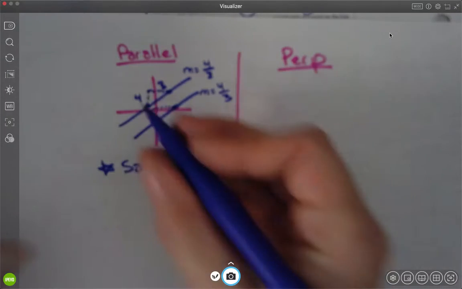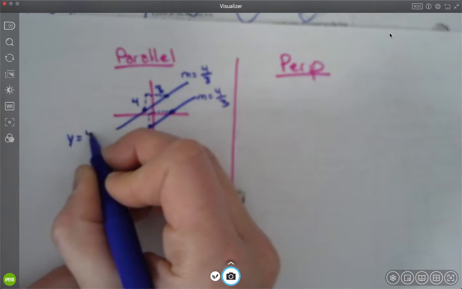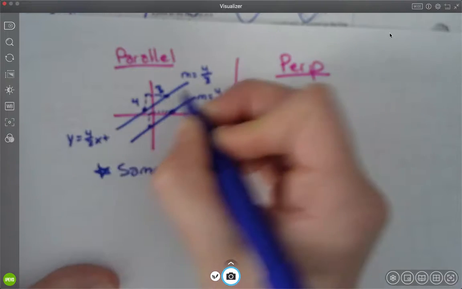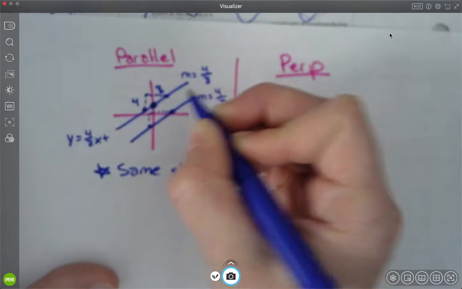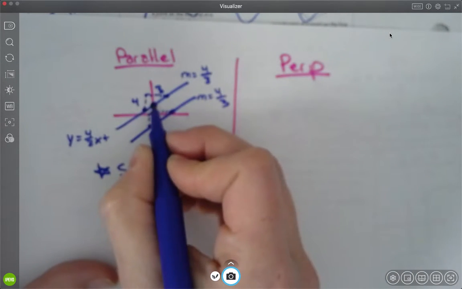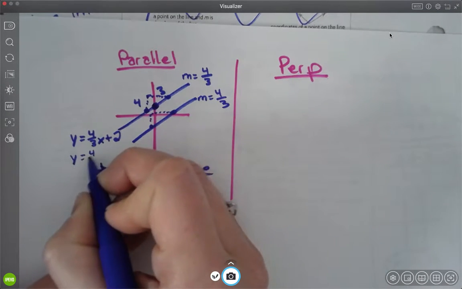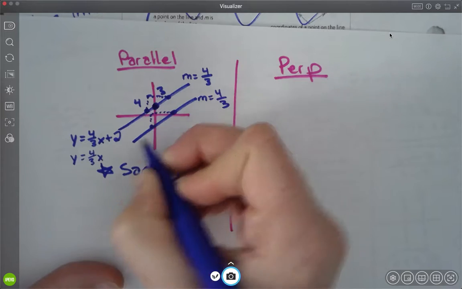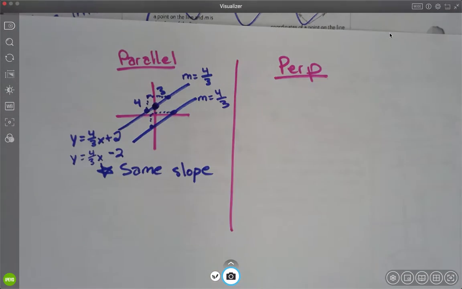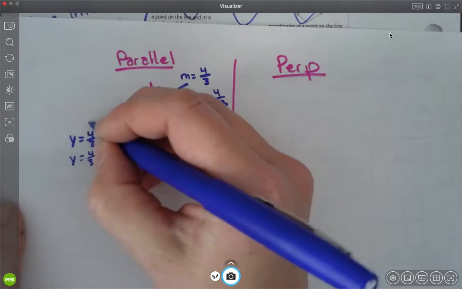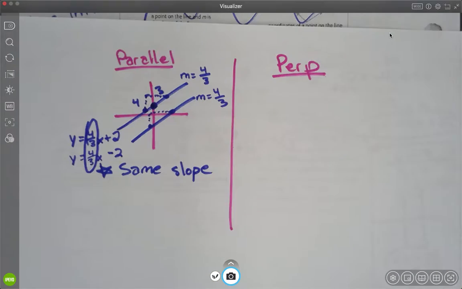Okay? So if we write those two equations, they have the same slope and a different y-intercept. So watch this. Let's say this guy right here is y equals 4 over 3 x plus, what do you think he touches right here? 2, yeah. That's his y-intercept. He's touching at 2. So plus 2. What about the bottom one? Y equals 4 over 3x, you think he's at -2? So that's what those two equations would look like. And this tells you that they're parallel to each other. They have the same slope, yes?